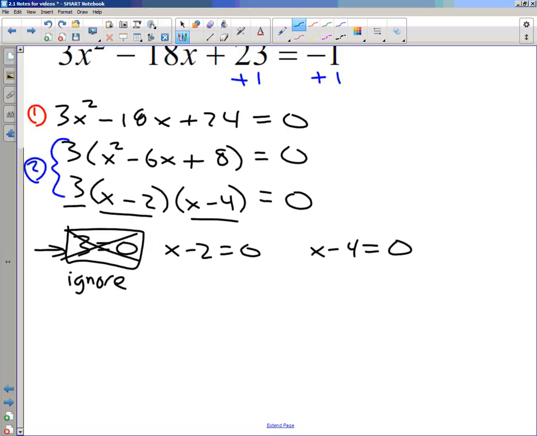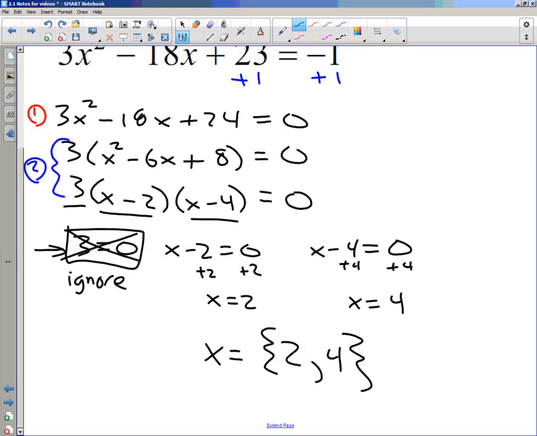A couple quick steps of algebra. Adding 2 to both sides is going to get us x equal to 2. Adding 4 to both sides is going to get us x equal to 4. So our final solution to this equation is going to be x equals, and I'm going to use set notation here to denote that we have more than one answer. X equals 2 and 4.